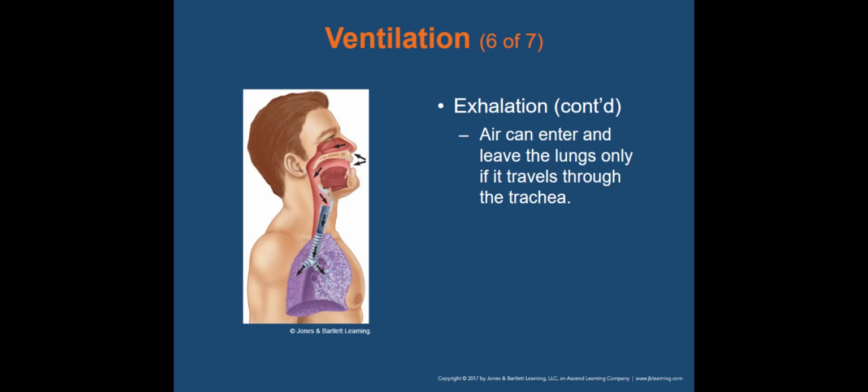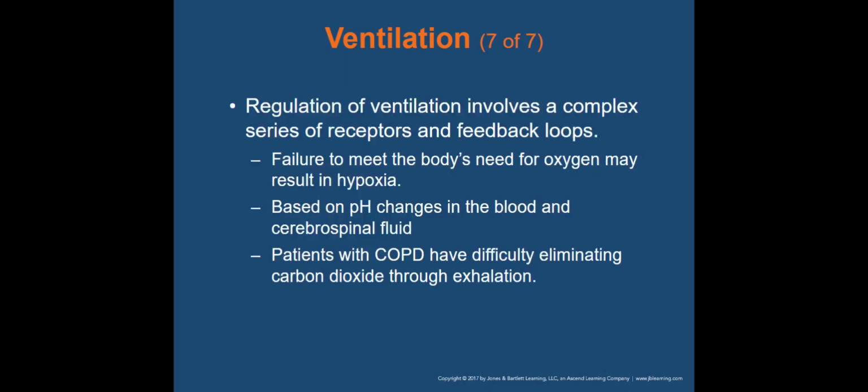Air can enter and leave the lungs only if it travels through the trachea, if that is the only open path of least resistance. And when we talk about traumatic injuries to the chest, sucking chest wounds, this is when a hole in the chest actually becomes an easier path for air to come in and air to go out of the thoracic cavity when the diaphragm is working.